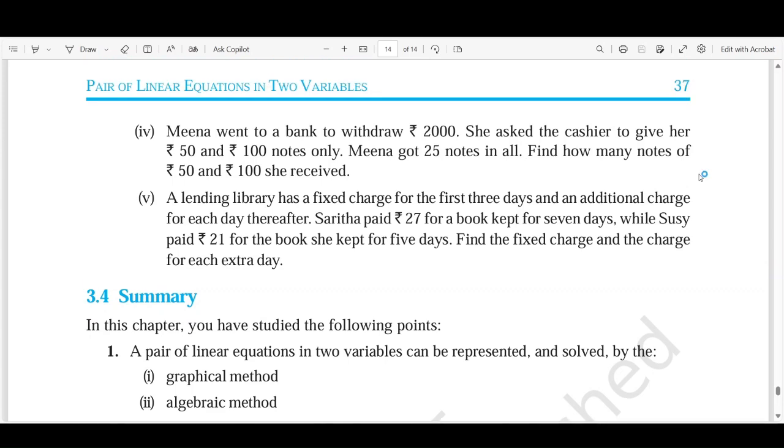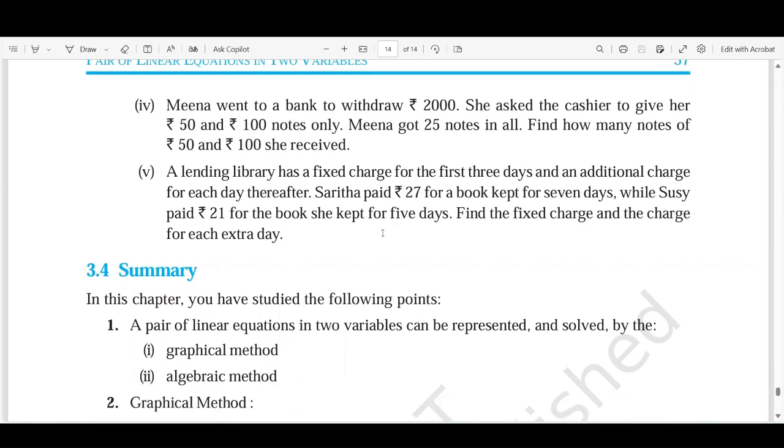Problem number 5. A lending library has a fixed charge for the first 3 days and an additional charge for each day thereafter. Sarita paid 27 rupees for a book kept for 7 days, while Susie paid 21 rupees for the book she kept for 5 days. Find the fixed charge and the charge for each extra day.